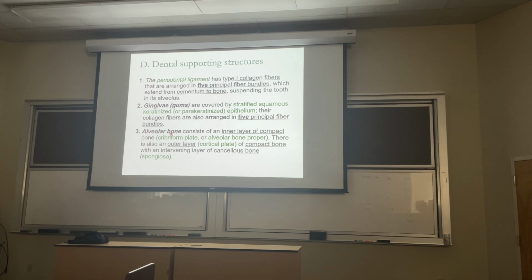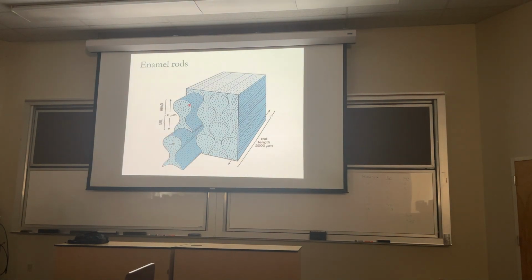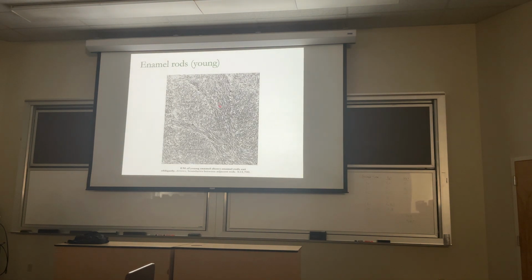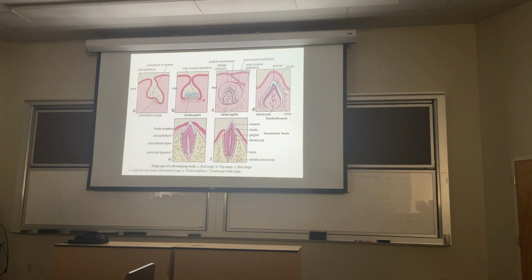the alveolar bone. In the enamel area, you have these enamel rods. Very hard material. This shows you some of the enamel rods.